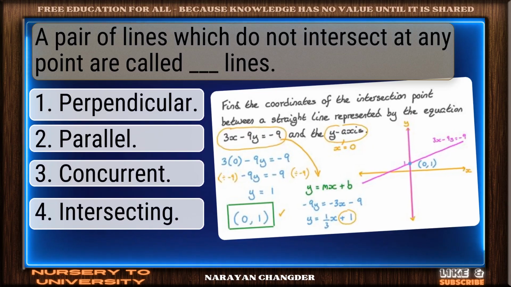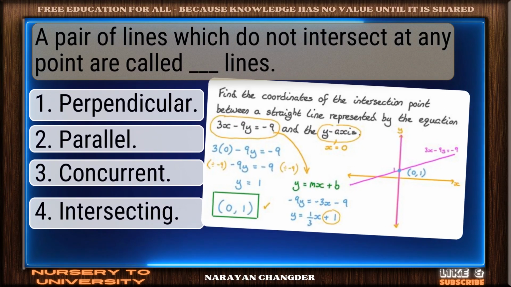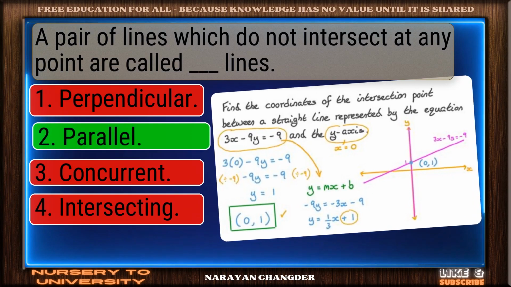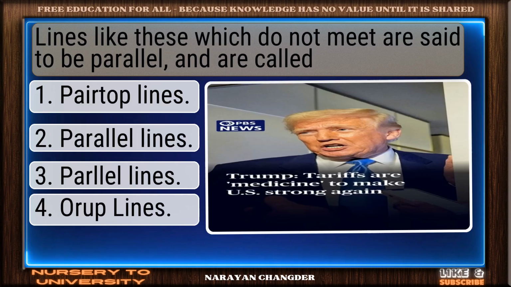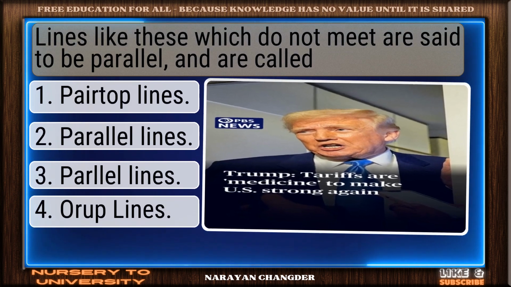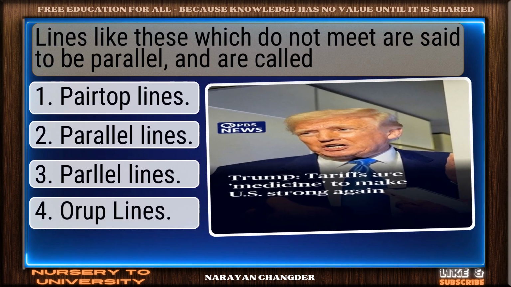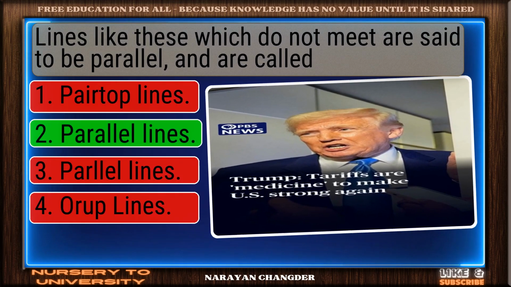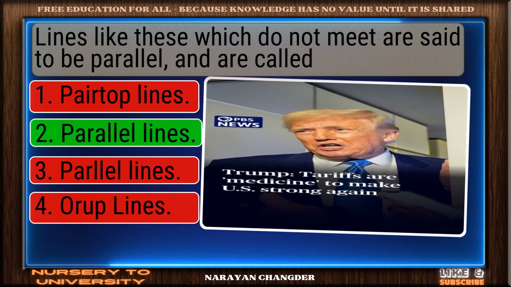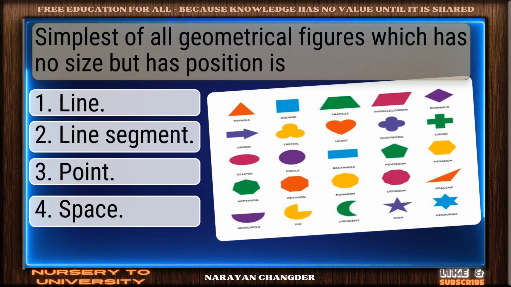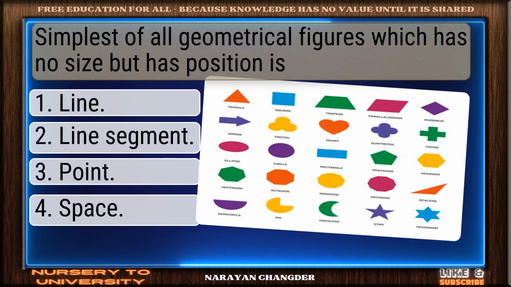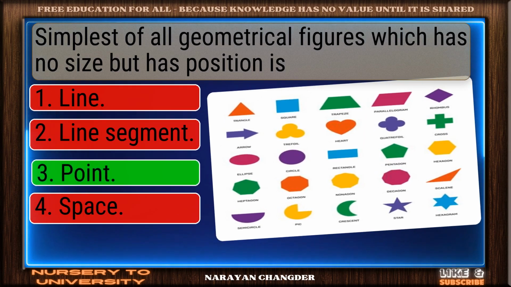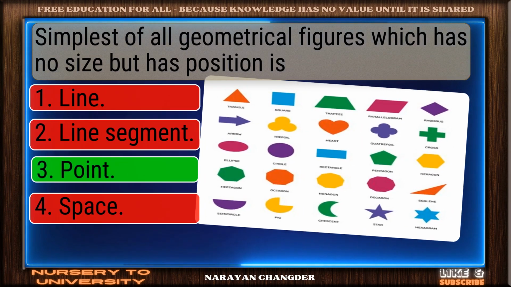A pair of lines which do not intersect at any point are called dash-lines. Excellent choice. Parallel is the right answer. Lines like these, which do not meet, are said to be parallel and are called. Strong choice. Parallel lines is the right answer. Simplest of all geometrical figures, which has no size but has position, is. Right choice. Point is the best answer.